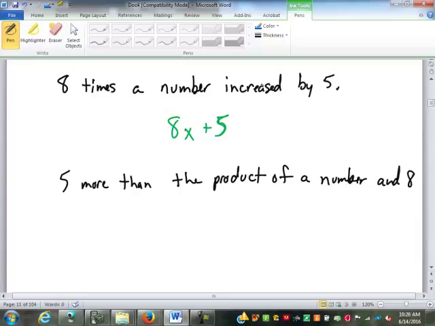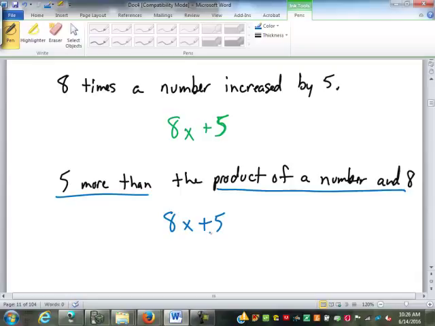This one's tricky only because it's deceiving. You look at it and it looks like it should be different from the one we just did because of the way it's written out, but it's not. 5 more than something means we add 5. The product of a number and 8 is 8 times a number. So that one is also 8x plus 5.